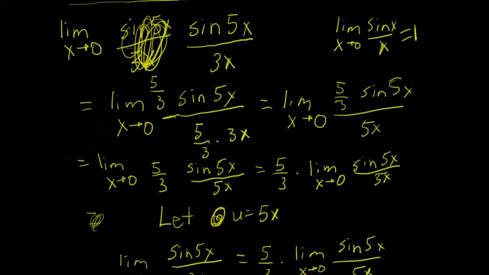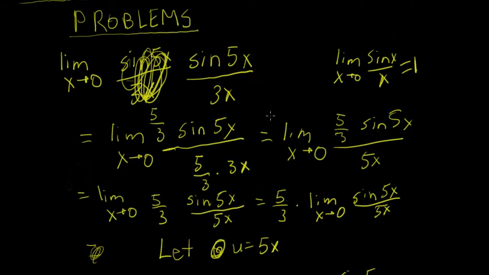And I guess I glossed over this, but if you were to just look at this expression as it is, you'll see as x tends to 0, sine of 5x tends to 0, like this.